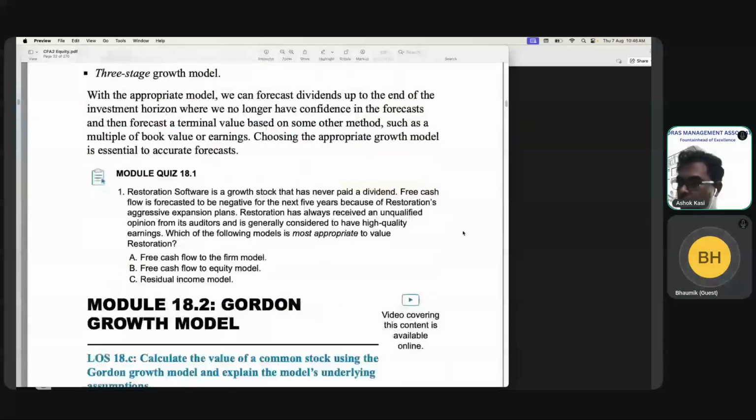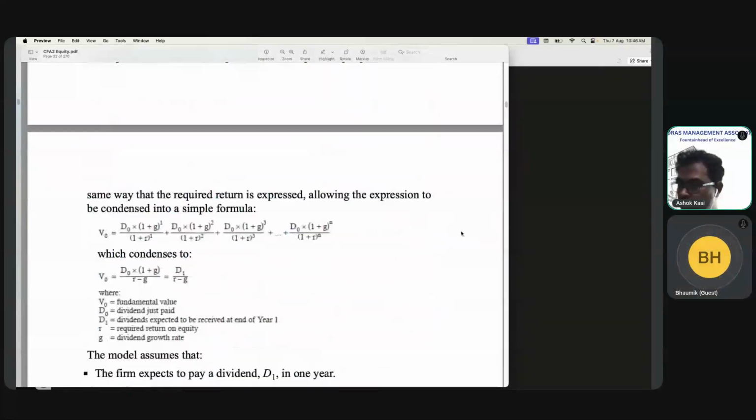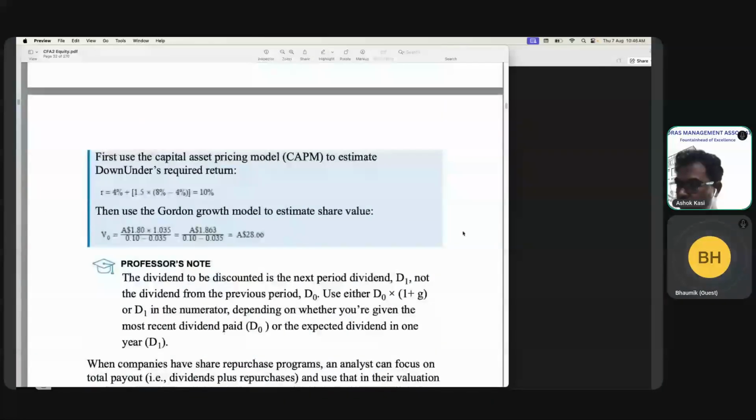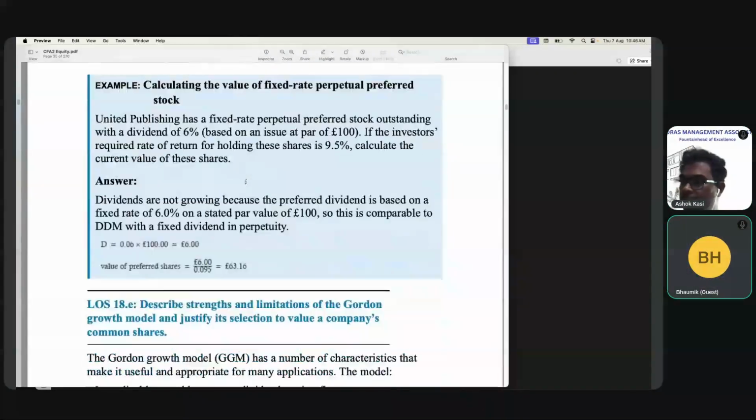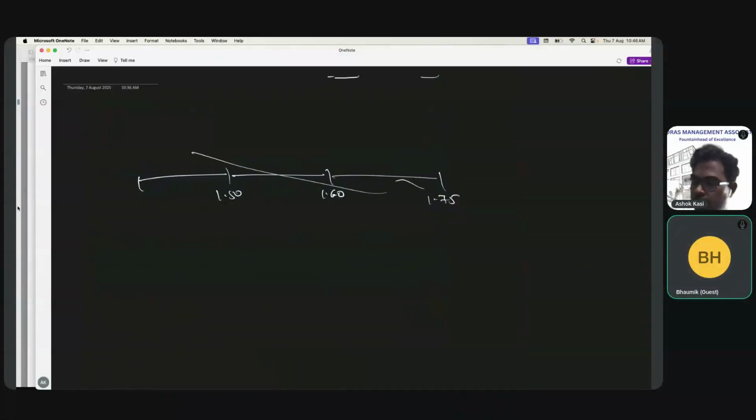Okay, Gordon growth. Gordon growth also, one sum we did, right? This one, we did this one sum, and also from here.